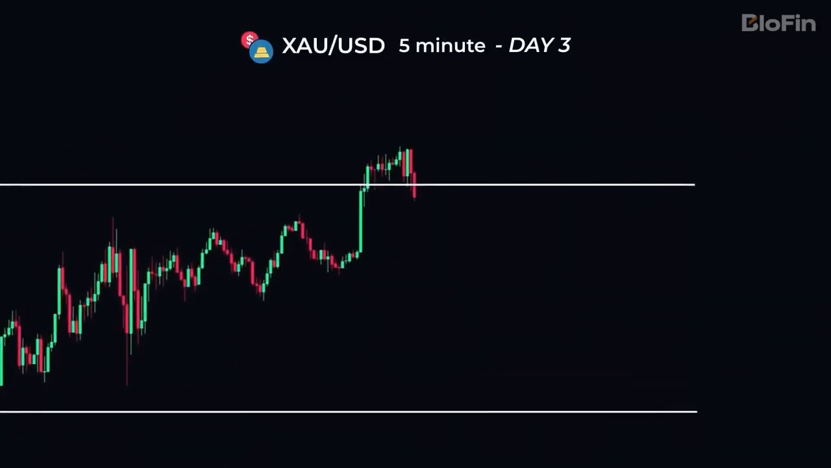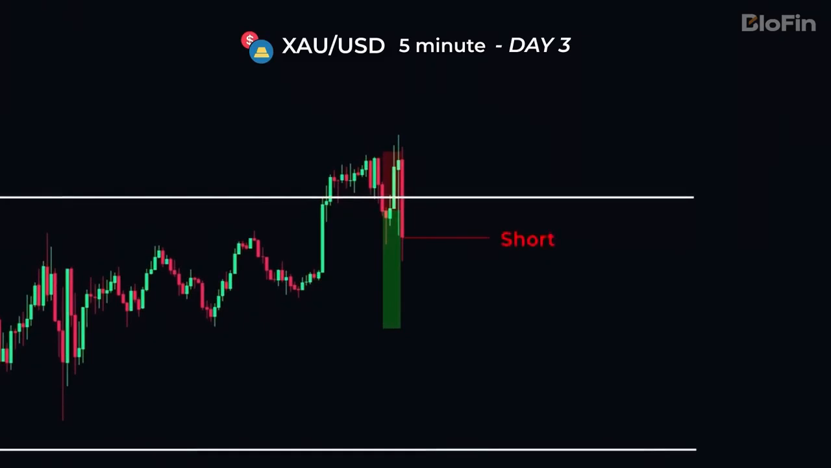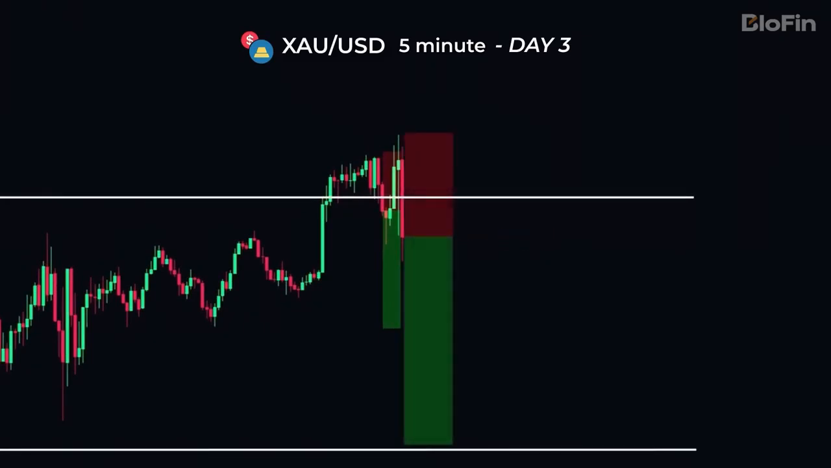Price broke above the range high and re-entered, giving a short entry. Stop loss at the highs, take profit at 2 times risk. Price hit the stop loss, a 1R loss. Shortly after, price gave another short setup. Stop loss at the highs, take profit at 2 times risk. Price hit the stop loss again, so that's another 1R loss.